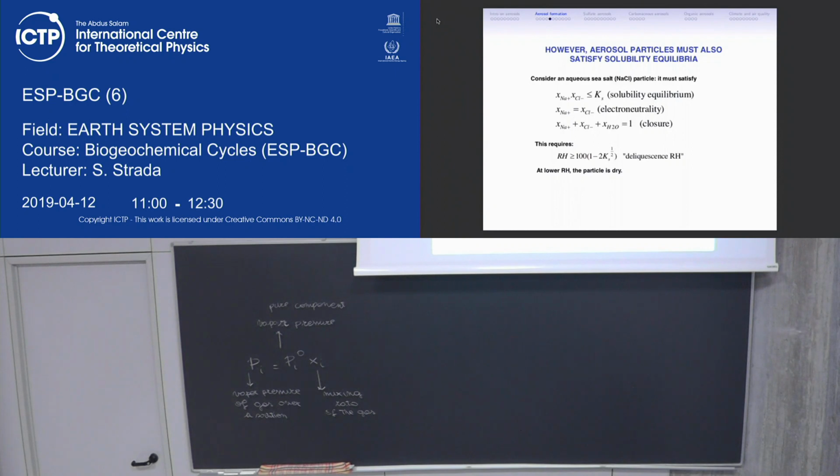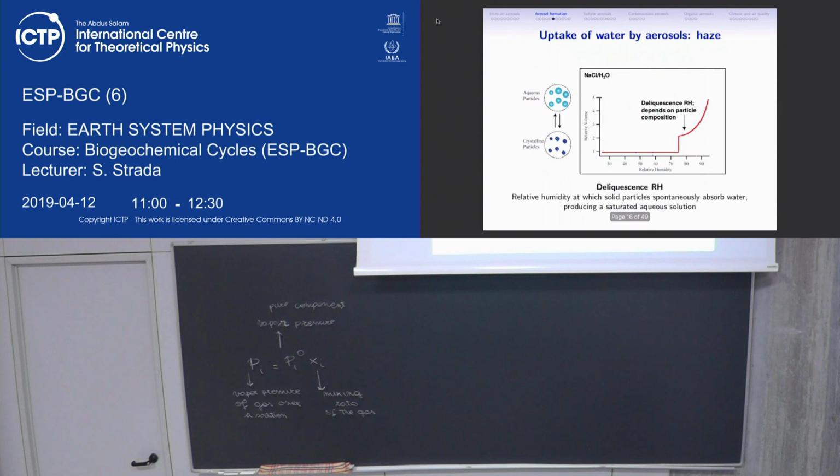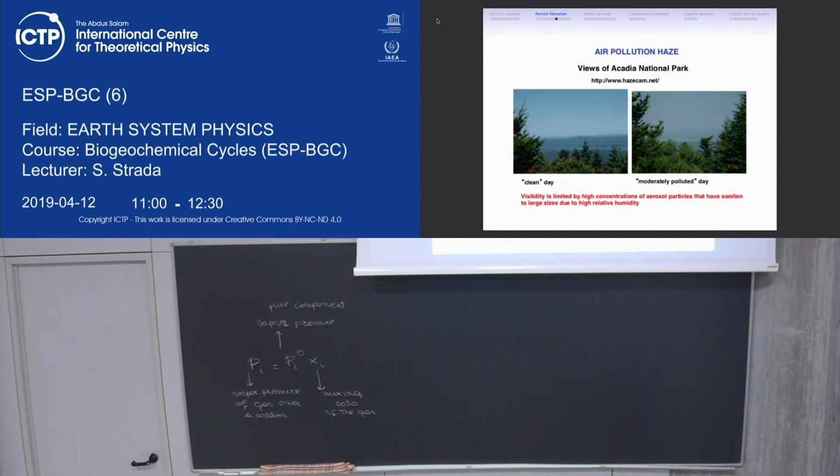The definition of this specific relative humidity is important because it is a kind of threshold above which you move from a dry particle to an aqueous particle. Over this threshold the particle grows because it starts absorbing water. So if the particle is soluble in water, it can start to take up water, and so its size changes, and as well the scattering, the interaction with radiation, changes. And so you may move from what is called a clean day to a moderately polluted day.